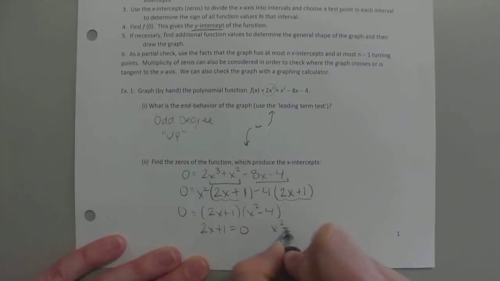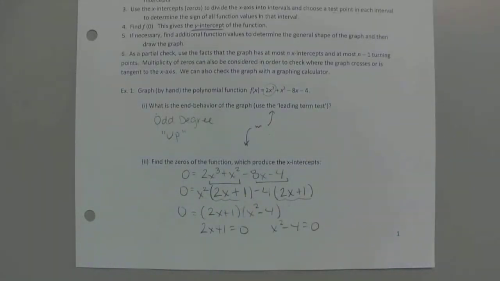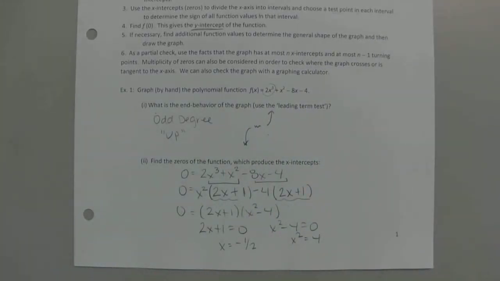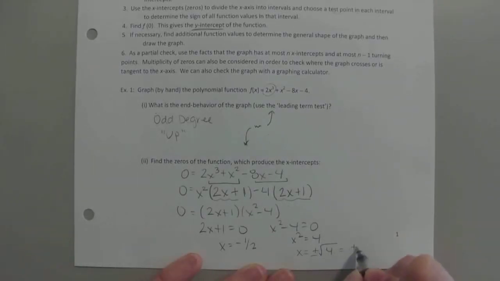Okay? So once we have our factors, we just set each of our factors equal to 0. So on this side, you're going to subtract the 1 over and divide by 2. So what do you get? You'll get x equals negative 1 half. Over here, you're going to add the 4 over, but then you want to get x by itself. So what do you have to do to both sides? Take the square root. But remember, when you put the square root there, what do you have to put in front of that square root? Plus or minus. This is a perfect square, so when we take the square root it disappears, right? X equals plus or minus the square root of 4, which is just plus or minus 2.